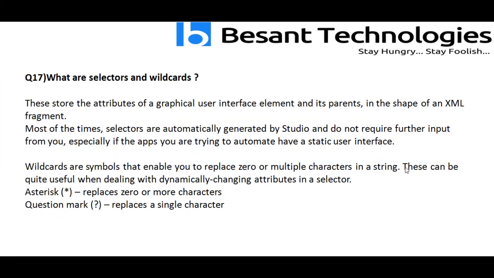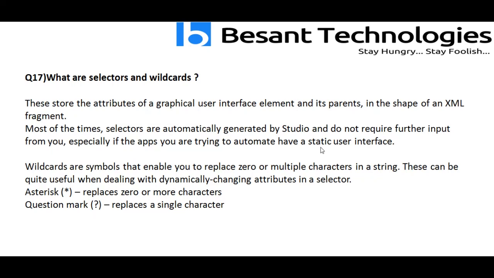So our next question is selectors and wildcards. What are selectors and wildcards? Selectors are used to store the attributes of a graphical UI in an XAML fragment. So if we are identifying an element, UiPath Studio will internally take the attributes of the UI element. We need to change the selector if we are using a static user interface. If we are using a dynamic user interface, then we have two wildcard values. Asterisk is used to replace more characters and question mark is used to replace a single character.